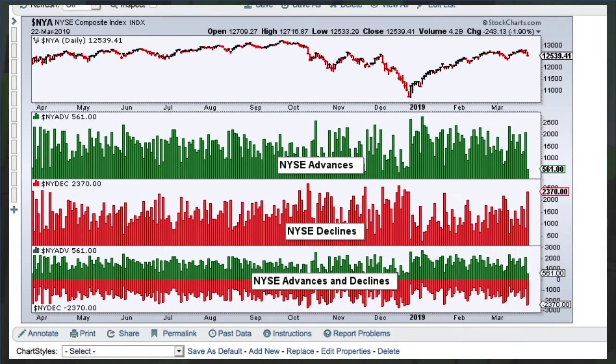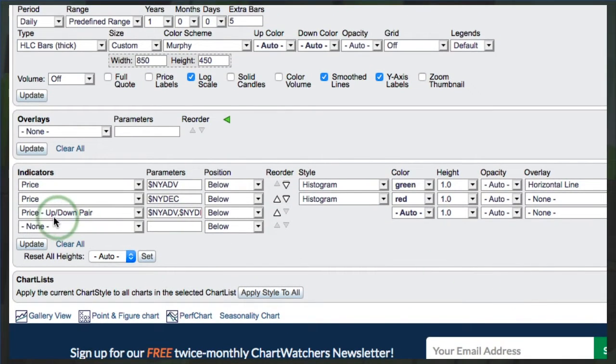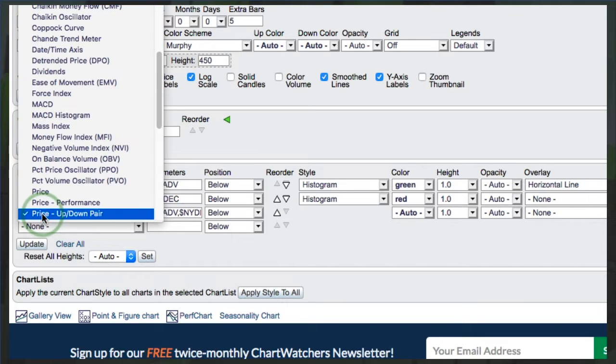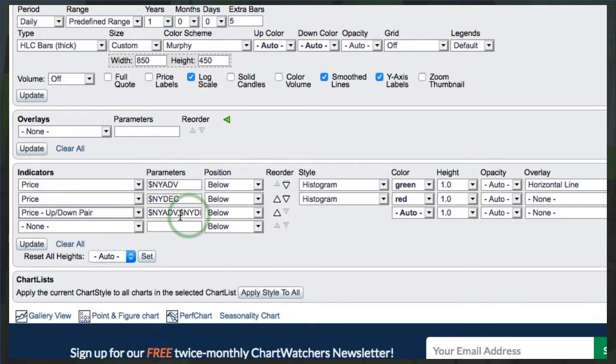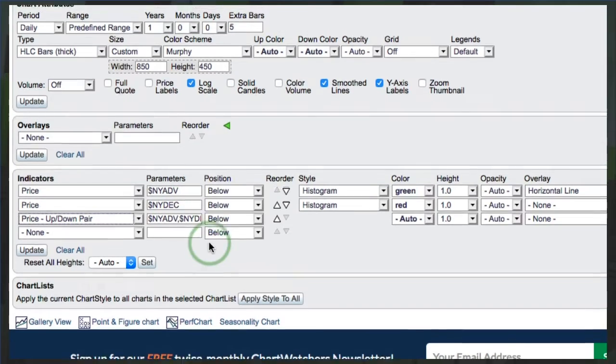So here we have New York Stock Exchange advances, you can see in the second window. Then we have New York Stock Exchange declining issues, the red there. And then below we have advances and declines. And I'm using something called up-down pair to plot these two symbols, the advances as the up part of the pair and the declines as the down part. If you scroll down, there you see price up-down pair is the selection, and there are the two indicators separated by a comma.